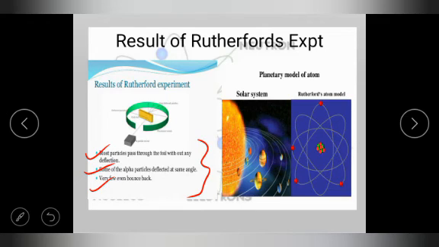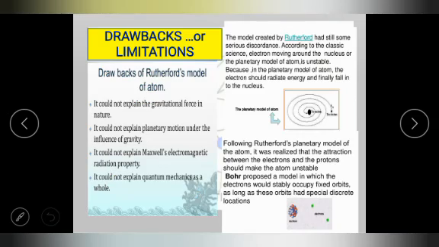So he compared his gold foil experiment result with the planetary model of the atom, as J.J. Thomson compared his with the plum pudding. He compared it with the planetary model: as around the sun all 8 planets are revolving, in the same way around the nucleus all the electrons are revolving. But what happened, some drawbacks and limitations were there.